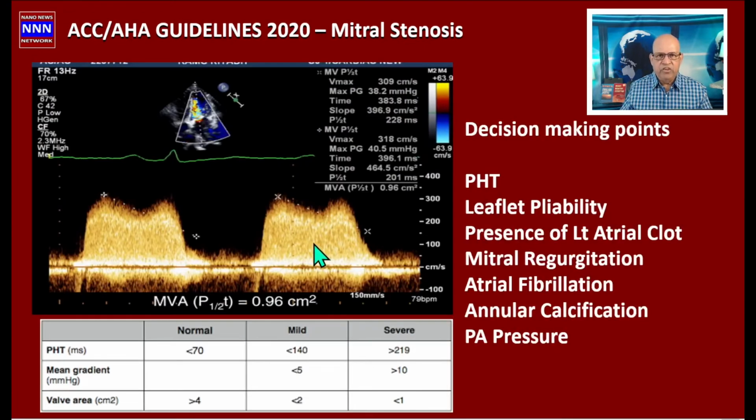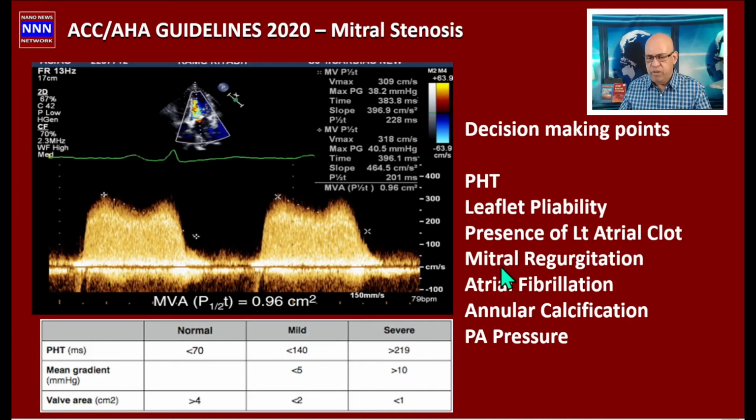Okay, so the decision-making points. Let's summarize this. First of all, we look at the pressure half time. If the pressure half time tells us that we are dealing with moderate to severe mitral stenosis, then we need to decide what pathway to follow. We also look at the left atrial clot. If the person has a large left atrial clot, just doing a balloon valvotomy may not solve all the problem, and there is also a potential for systemic embolization, and we need to take care of this issue with anticoagulation for a period before we do any intervention.